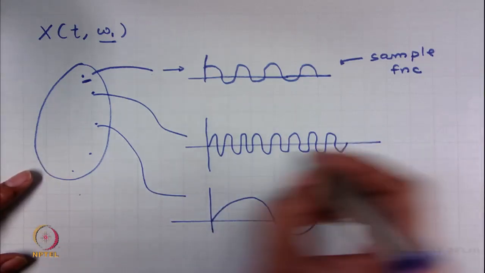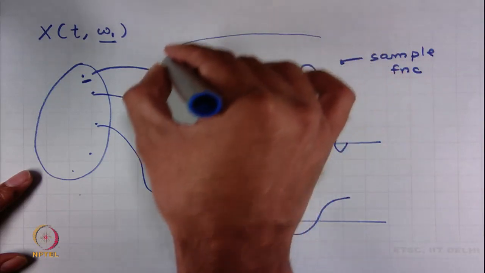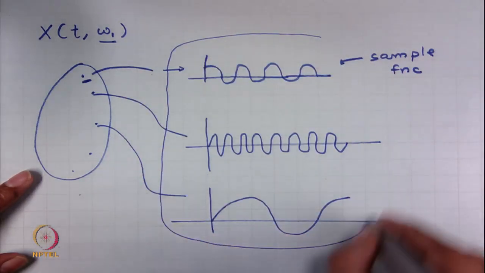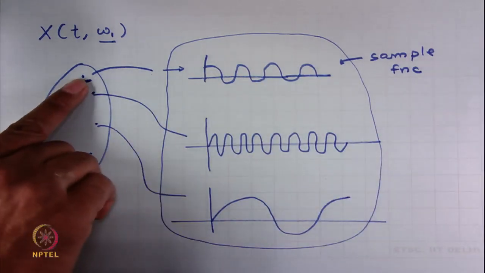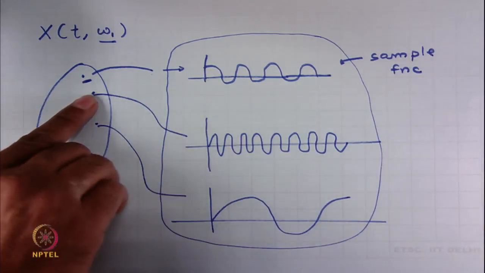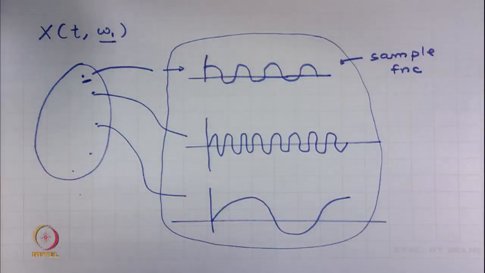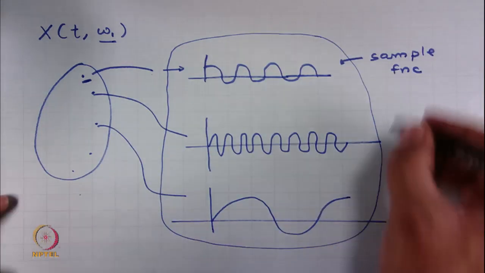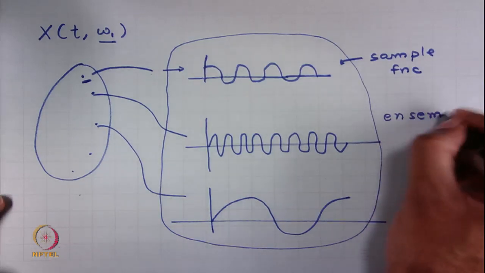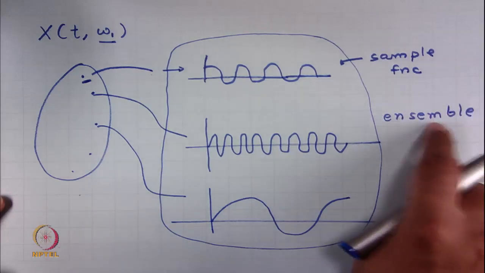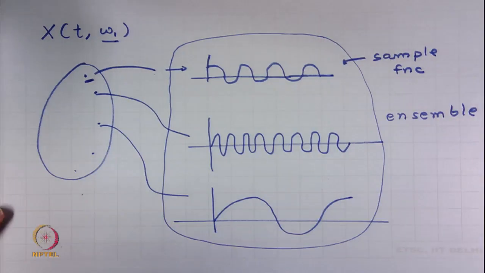Now, as I can see, a random process is built up of a family of sample functions, right. There is a sample function corresponding to this outcome, there is a sample function corresponding to this outcome, and so on and so forth. So, you get a family of sample functions, and this family of sample functions is also known as ensemble. So, what is ensemble? Ensemble is nothing but a family of sample functions.